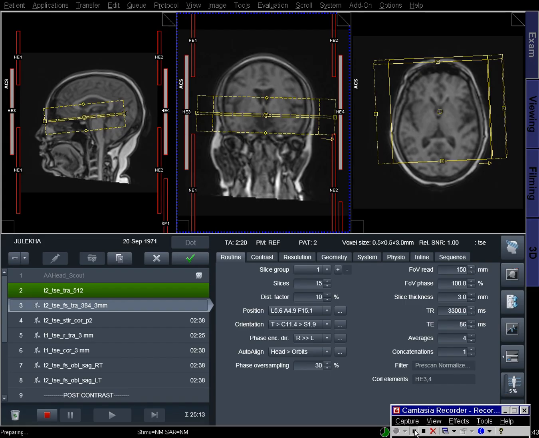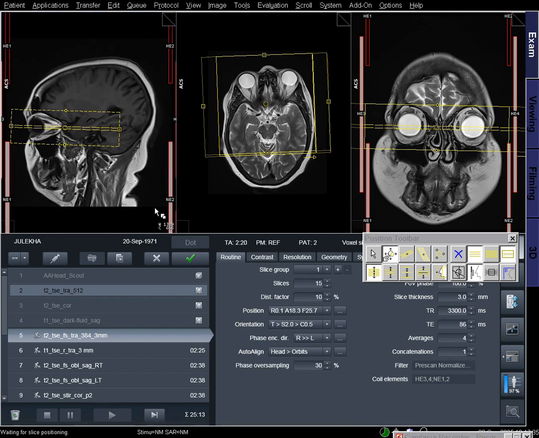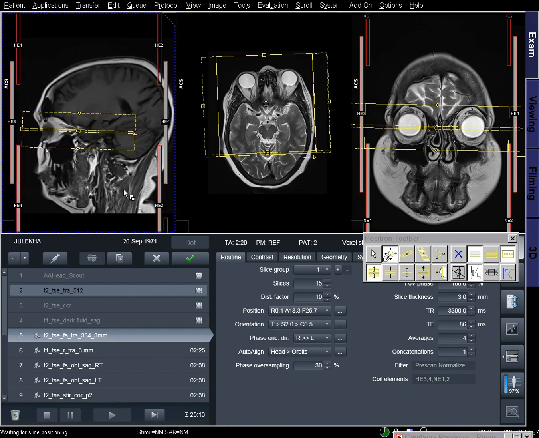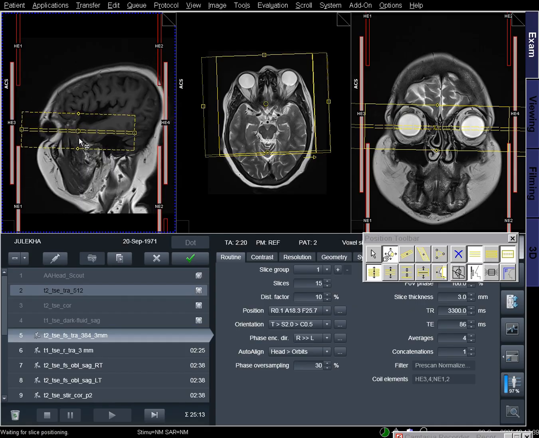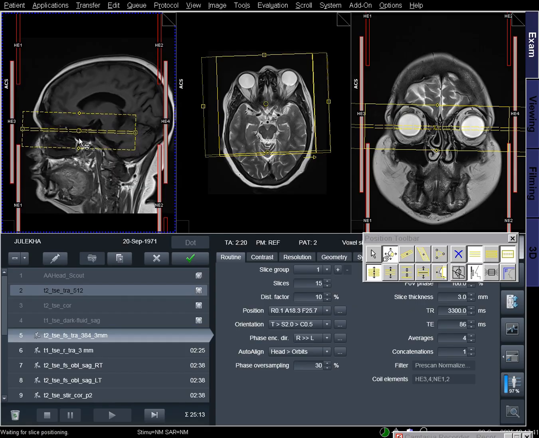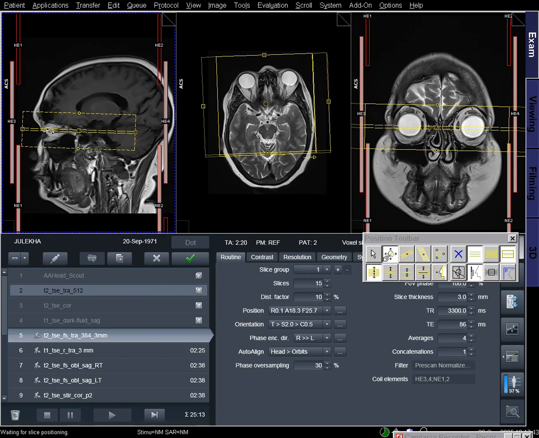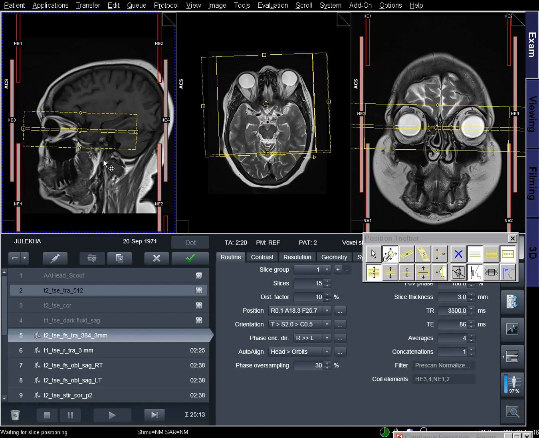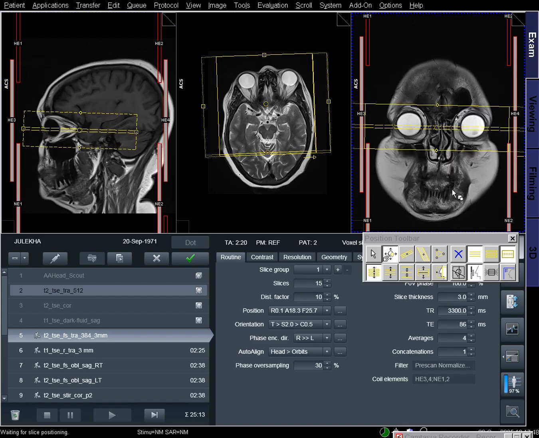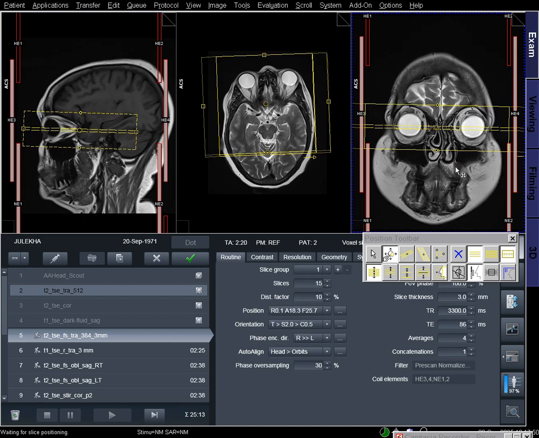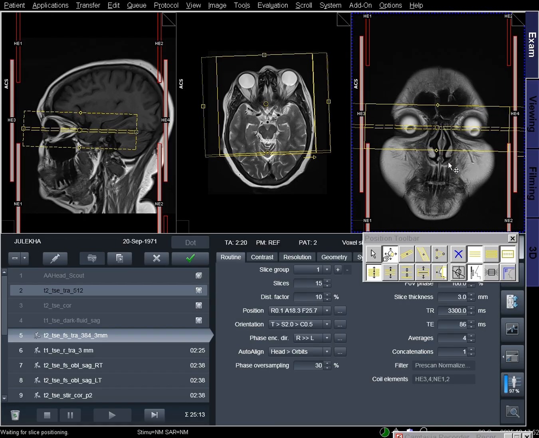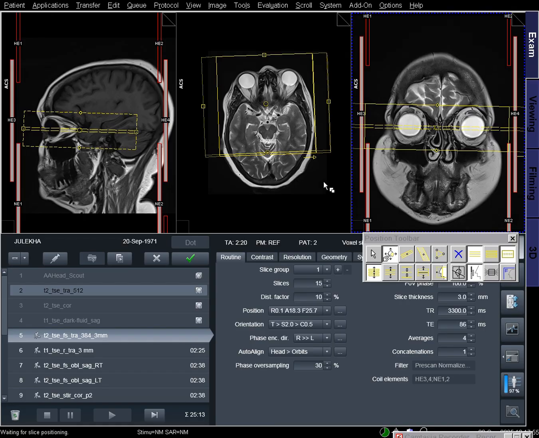T2 STIR axial. Plan the axial slices on the coronal plane and angle the planning block parallel to the right (RT) and left (LT) optic nerve. Check the planning block in the other two planes. Provide an appropriate angle in the sagittal plane parallel to the optic nerve.